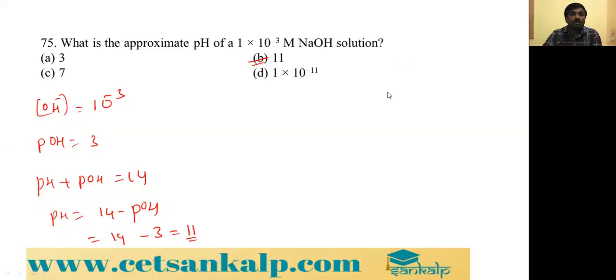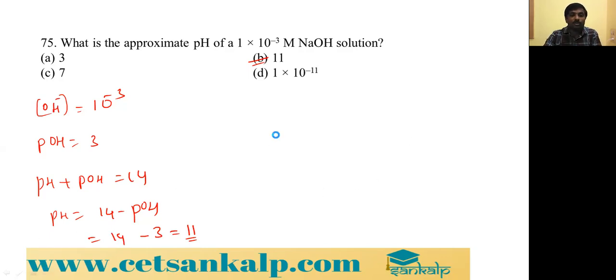Myself Krishnamurthy. Last class we were discussing chemical equilibrium and also ionic equilibrium. So we discussed around 75 questions. So let's continue with that one. So question number 75, we got the answer, that is 11, right?